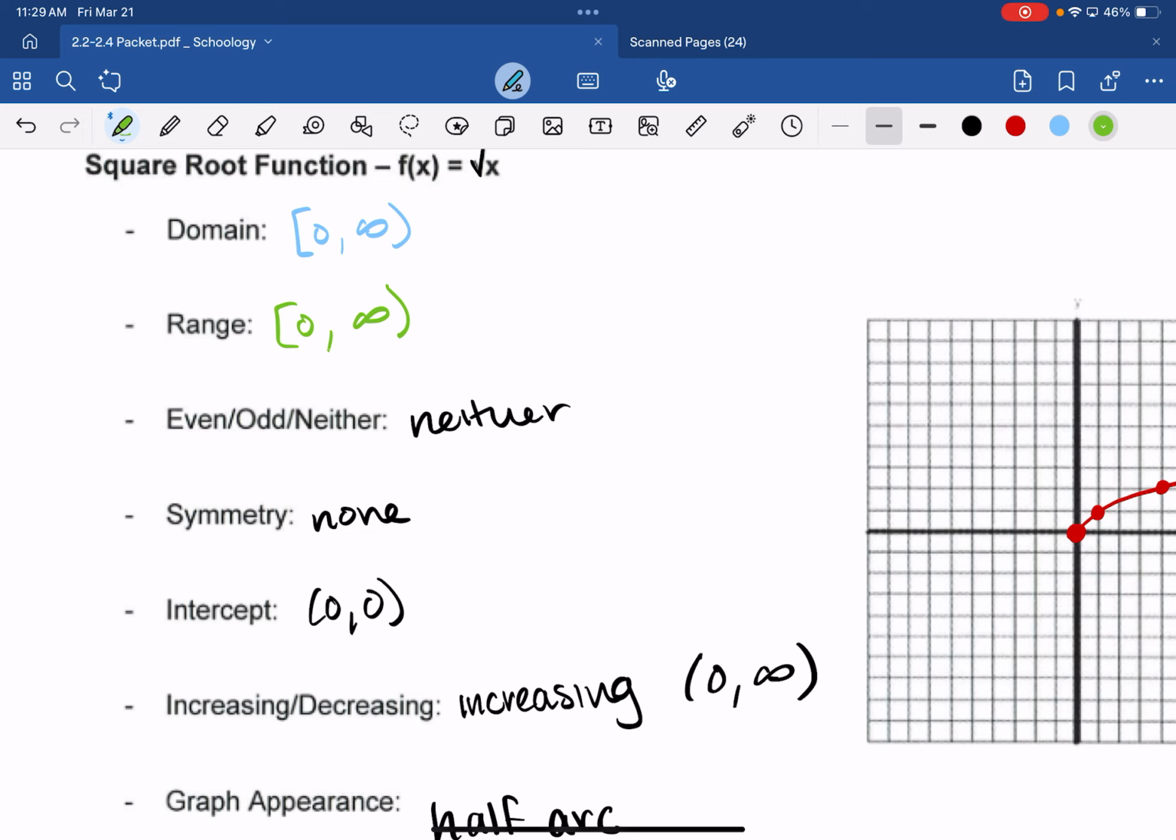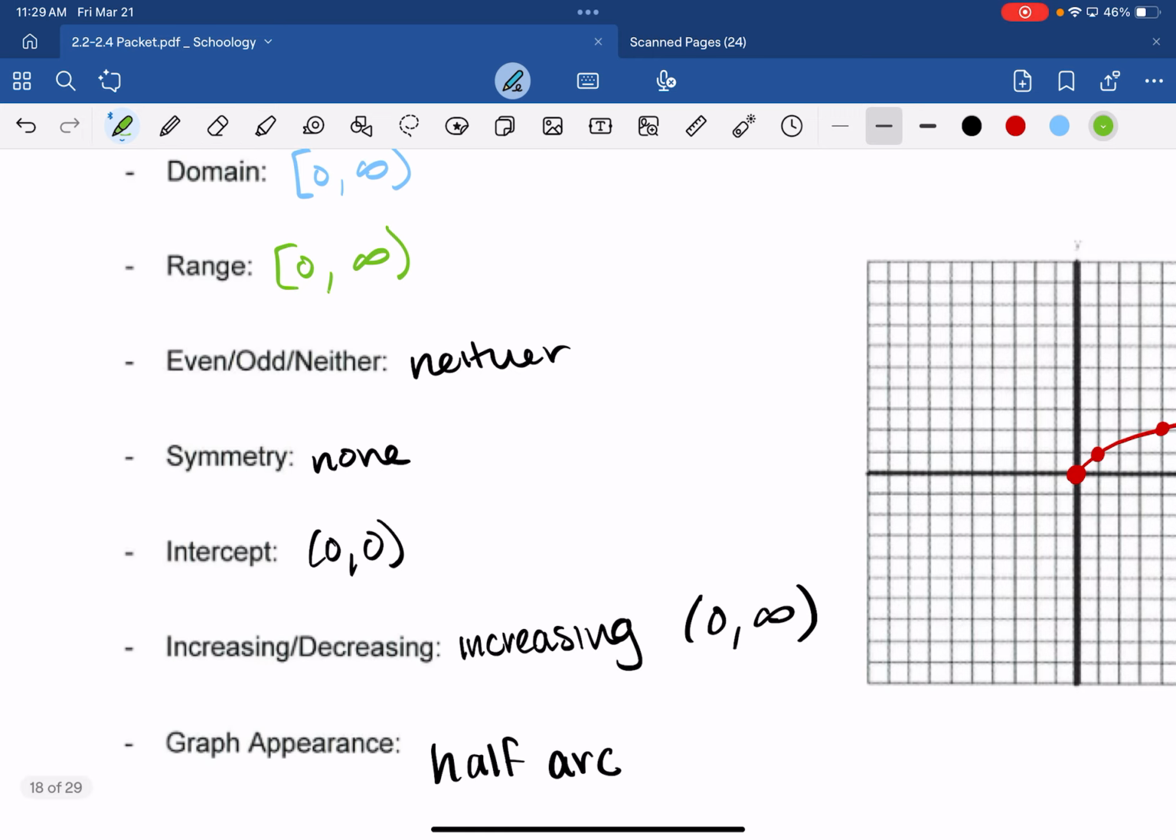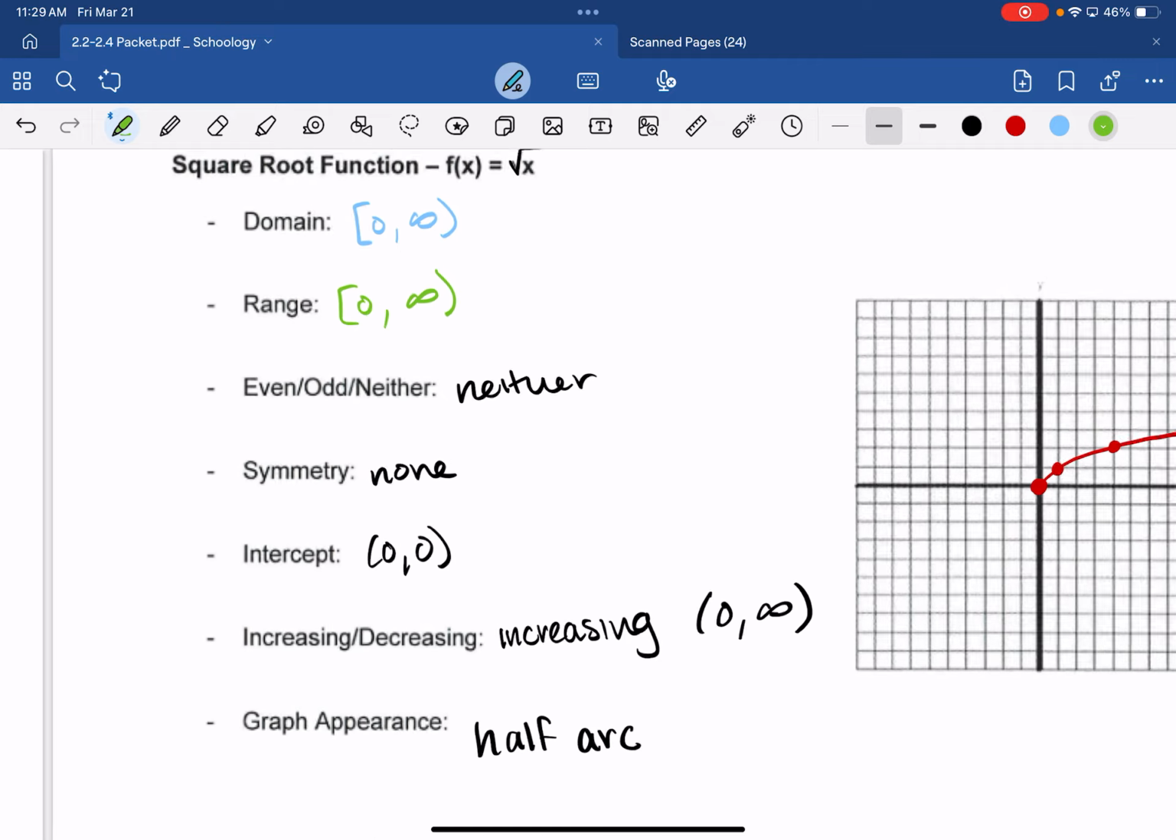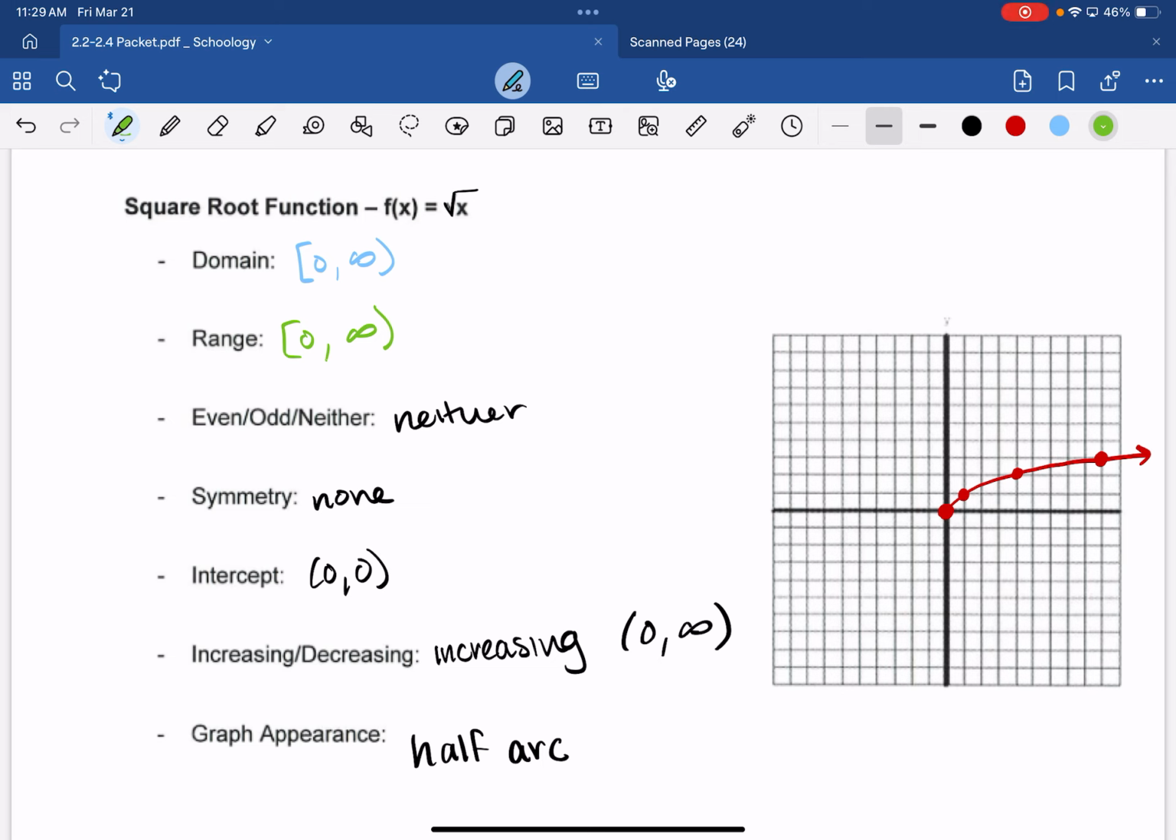Graph appearance, I just said half arc. I probably won't ask you to describe a graph on a test like this. So don't stress over coming up with a perfect description. This is more for you in terms of studying. All right, any questions on this one?